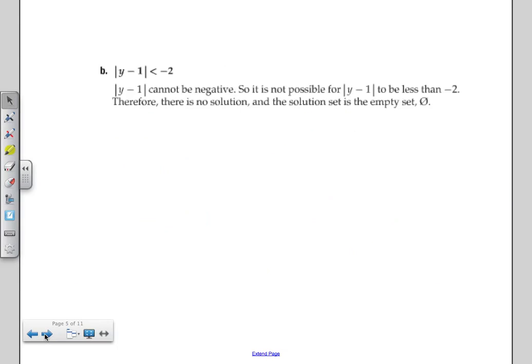Let's look at another one. The absolute value of y minus 1 is less than negative 2. The absolute value of y minus 1 cannot be negative. So it is not possible for it to be less than negative 2. So there is no solution, and the set would be considered empty.